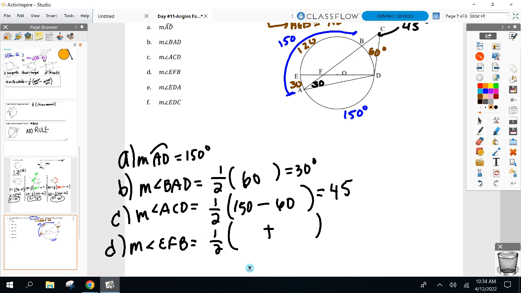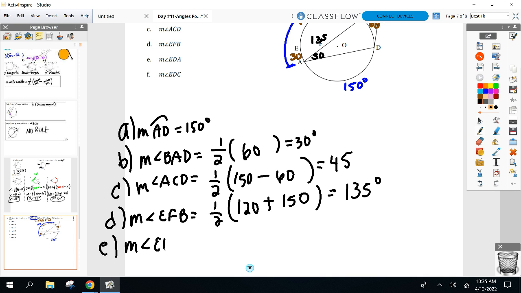Redemption, maybe. What am I going to add up? You're going to have 120, and the vertical angle's arc, which is the 150. There we go. Half of 270, everybody. 135. Might need it, maybe not. Two more to go.